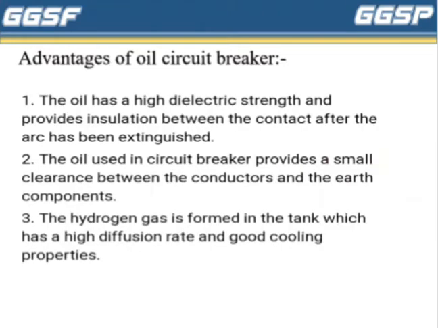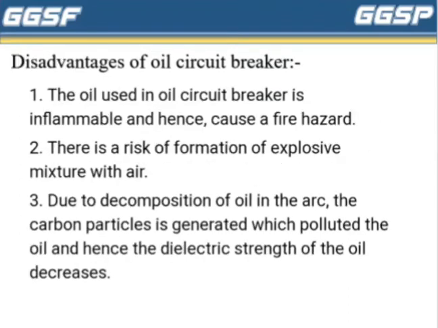Following are the advantages of an oil circuit breaker. First, the oil has a high dielectric strength and it provides insulation between the contacts after the arc has been extinguished. Second, the oil used in the circuit breaker provides a small clearance between the conductors and the earthed components. Third, hydrogen gas is formed in the tank, which has a high diffusion rate and good cooling properties.